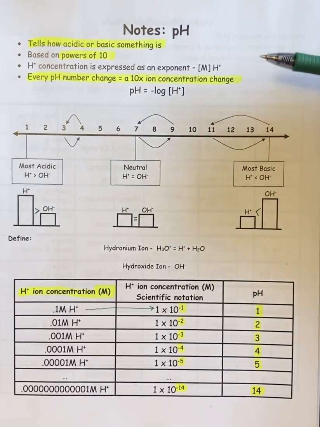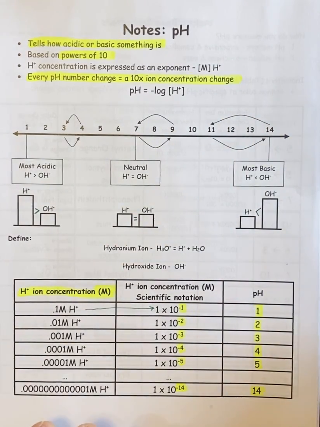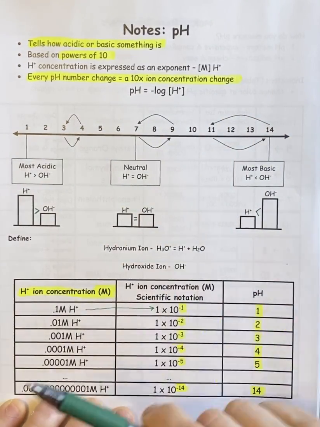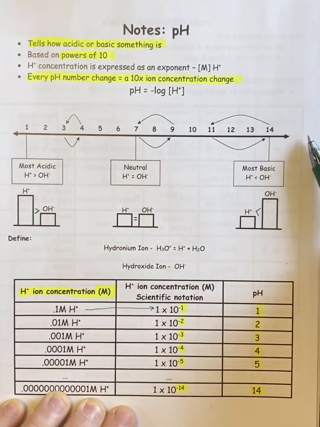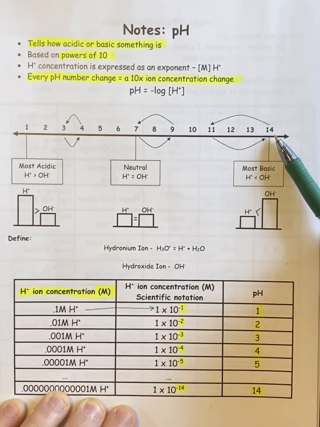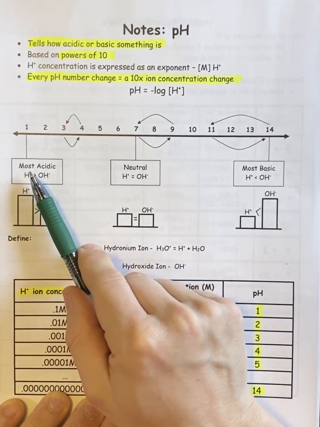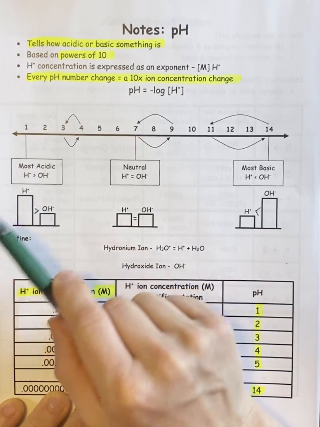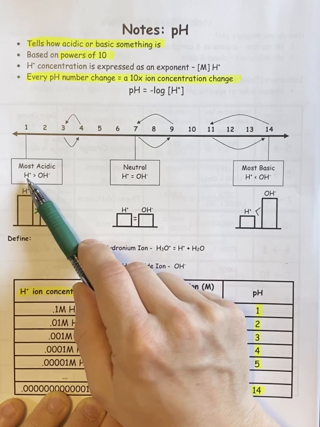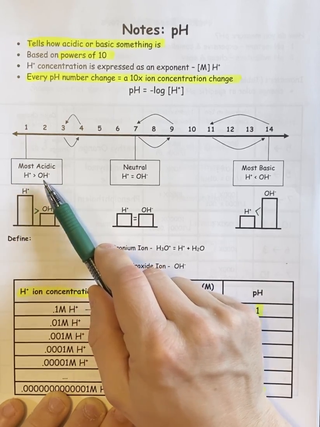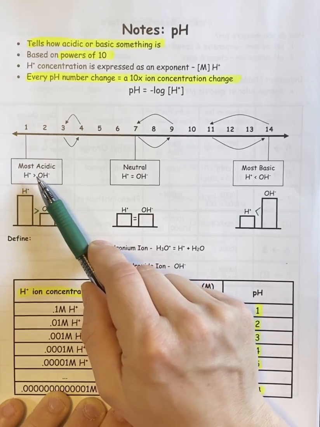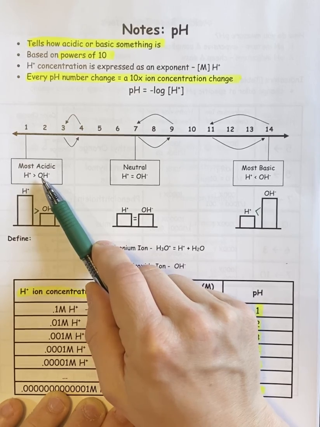All right, so to put it on a scale, here's my number line. pH ranges from 1 to 14. pH 1 is the most acidic you need to worry about. It's when we have way more H pluses than OH minuses. That doesn't mean we have none of them. It means that the H pluses outnumber the OH minuses dramatically.